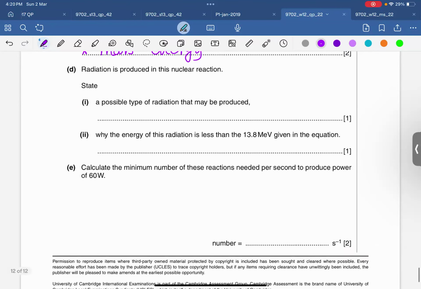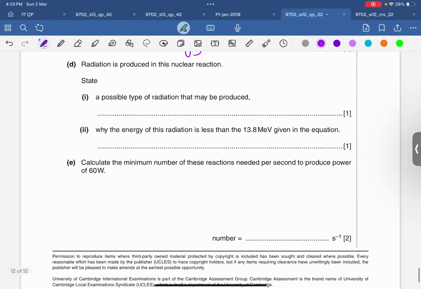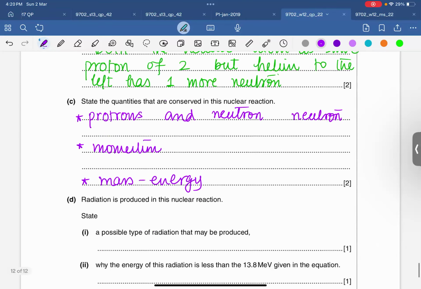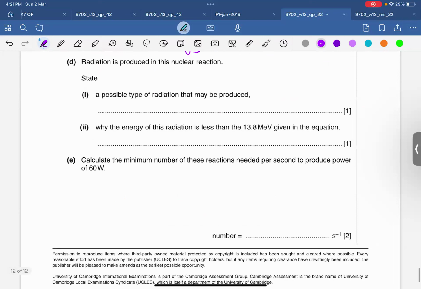Radiation is produced in this nuclear reaction. State a possible type of radiation that may be produced. So we have the energy. Is energy related to gamma radiation? So gamma radiation.